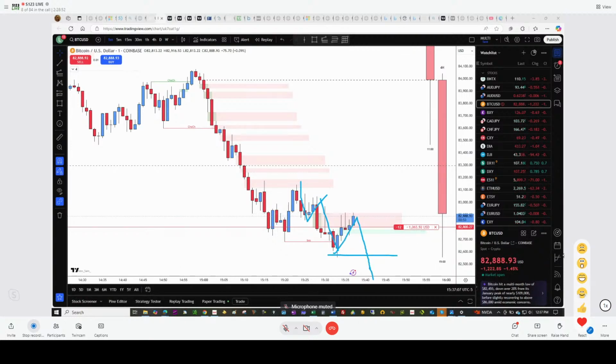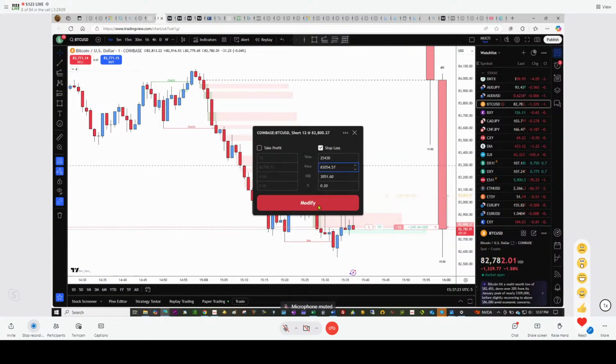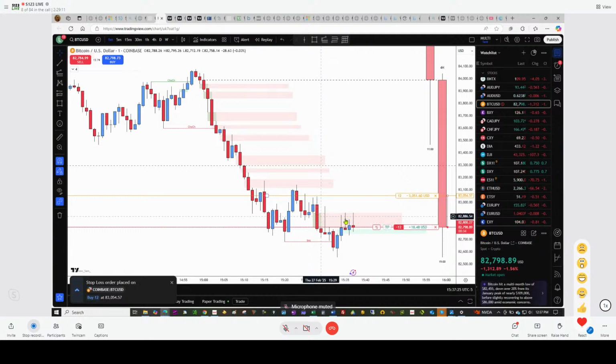So where would I put my stop? I'm going to draw down a little bit right now, but that's okay. So my stop would be above the high here, the candle that's making this gap. So let's see if we can get a quick drop down to take out these lows.